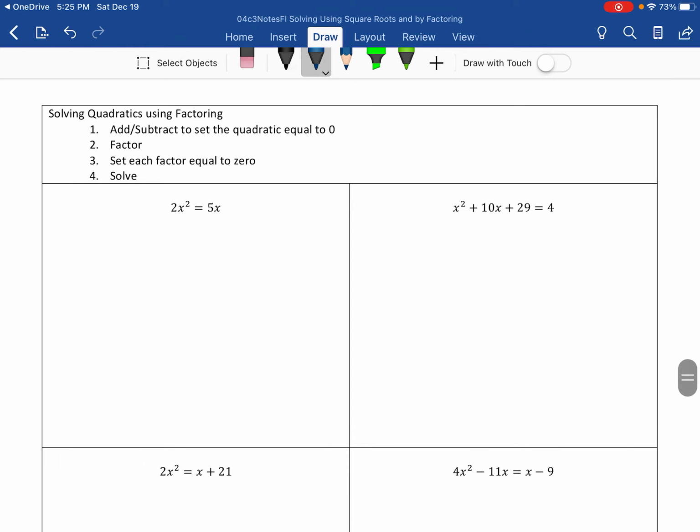So beyond that, I wanted to show you the difference between these ones and solving quadratics using factoring, where you have to set it equal to 0 first. So what you have to do is add or subtract to set the quadratic equal to 0, factor, set each factor equal to 0, and solve, much like we did last class. So the first thing here, because this has a bx term, something before the x, you have to do this a little bit differently.